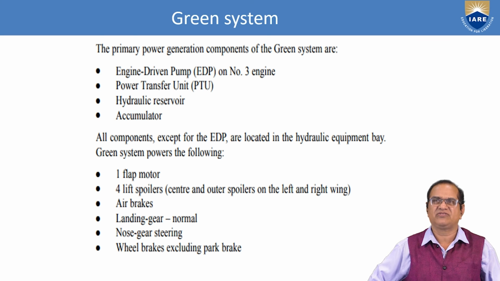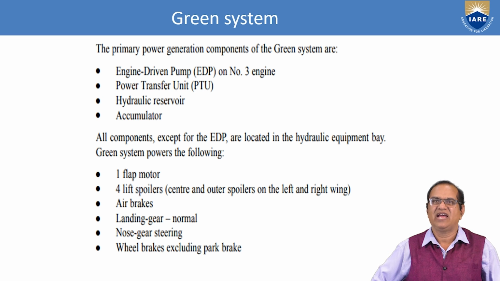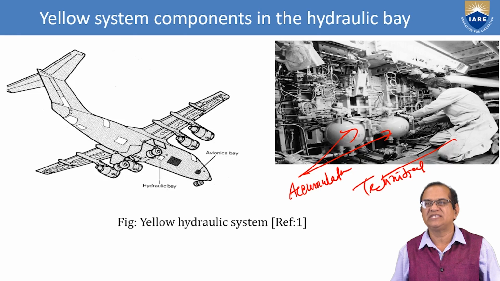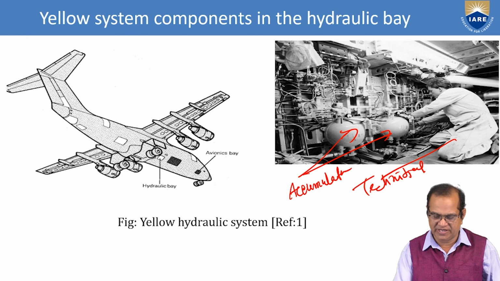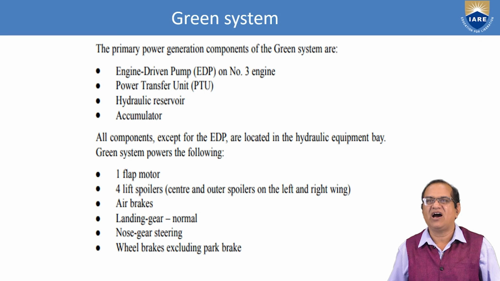If you talk about the green system, the primary power generation components of the green system are the engine driven pump on number 3 engine, power transfer unit, hydraulic reservoir, and accumulator. All components except for the EDP are located in the hydraulic equipment bay, which I have shown you. This is the hydraulic equipment bay. So these are all fitted in the hydraulic equipment bay.